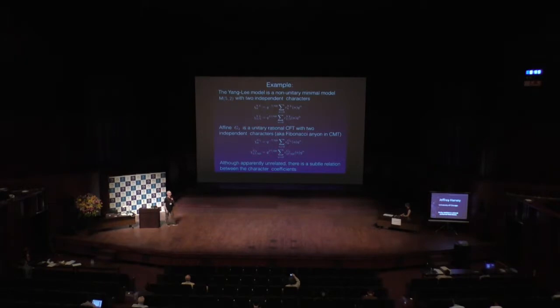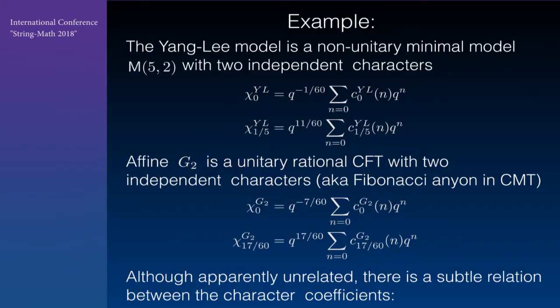So in order to introduce the data, I have to just give a couple of definitions. I'm going to talk about two examples of two-dimensional conformal field theories. They might seem kind of random, but they were not picked randomly. So the first is the Yang-Lee model. This is a non-unitary minimal model. It has two independent characters.